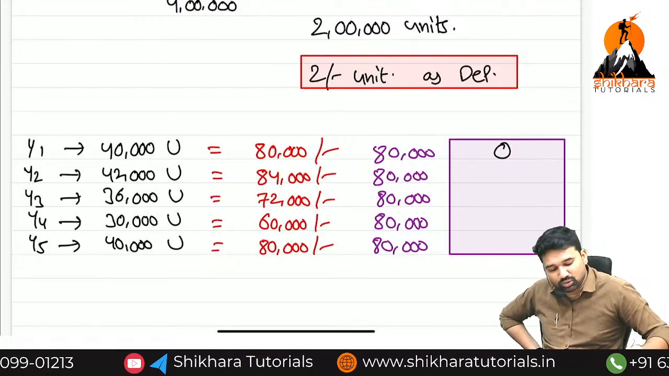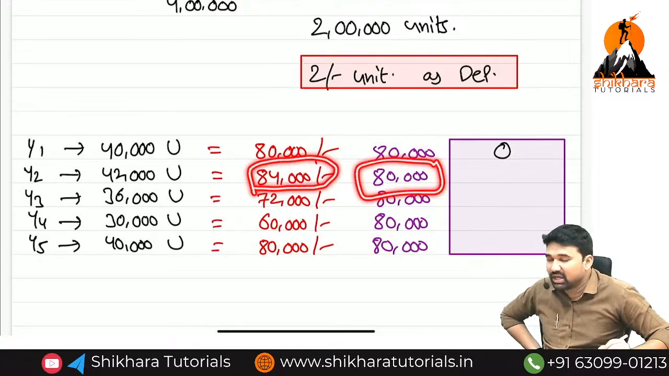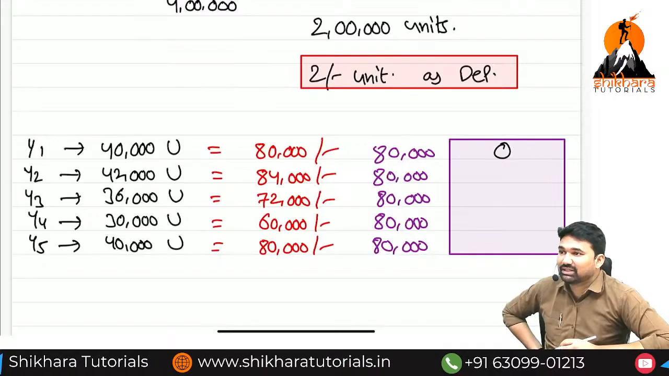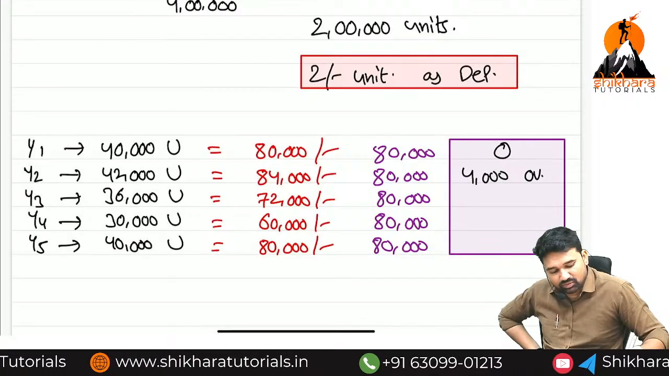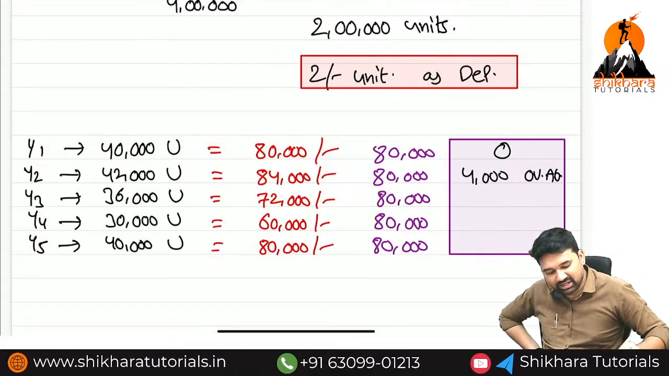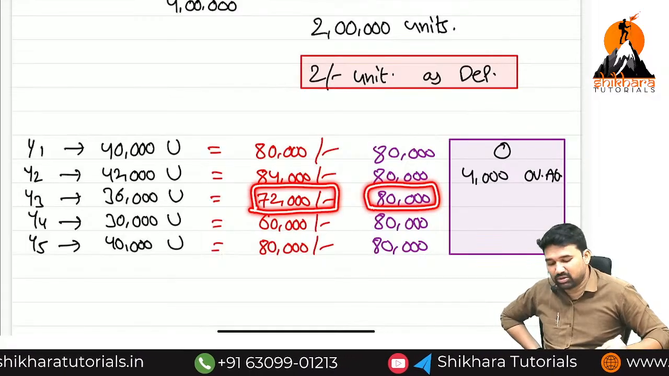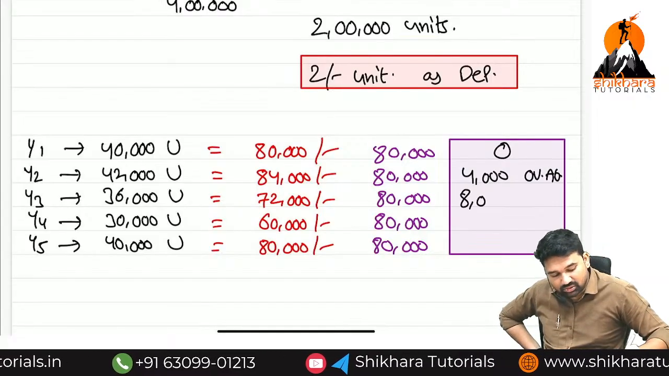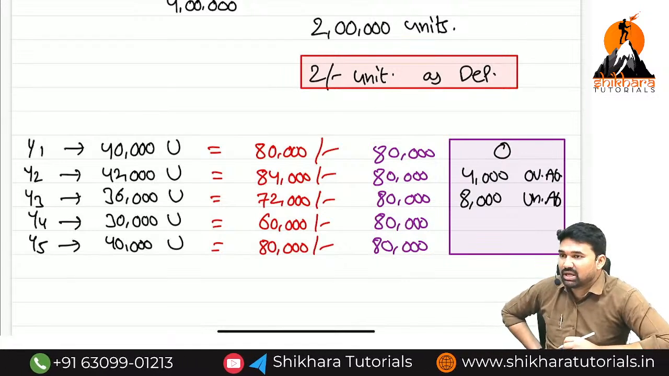Okay. In year 2, how much you need to recover? 80,000. How much you have recovered? 84,000. It means over recovery. How much over recovery? 4,000 over absorption. And in year 3, how much you need to recover? 80,000. But how much you have recovered? 72,000. It means under absorption or over absorption? Under absorption. How much? 8,000 under absorption.